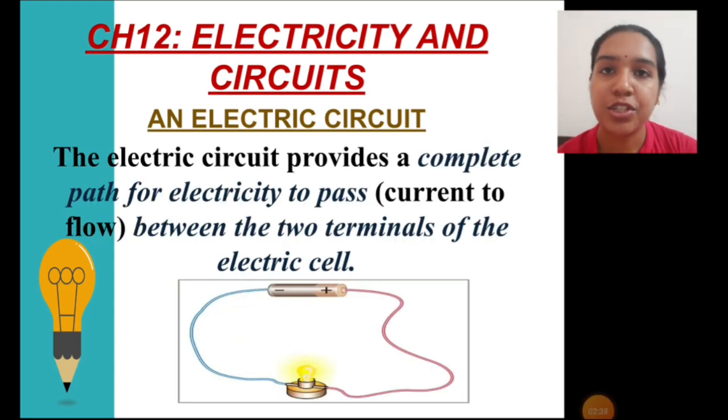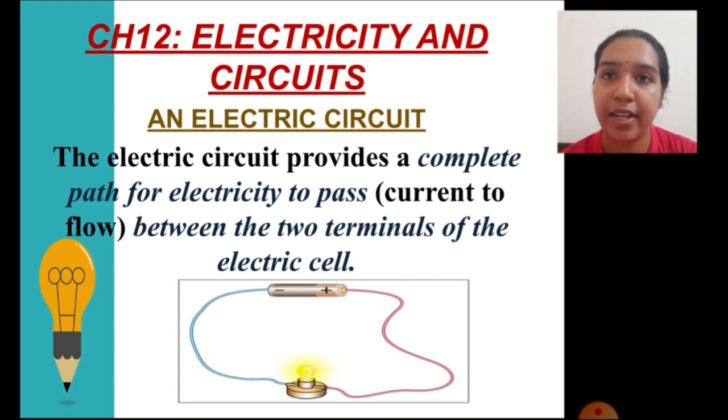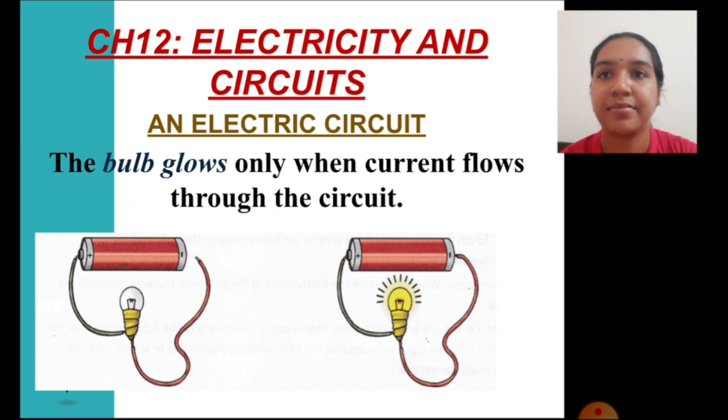So, the definition of an electric circuit is that it provides a complete path for electricity to pass, or the current to flow, between the two terminals of the electric cell as you see in the figure. Only when the path for electricity to pass is complete, or the current flow between the two terminals of the electric cell is provided, does the bulb glow.